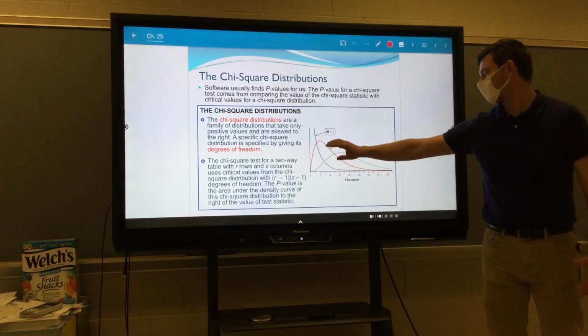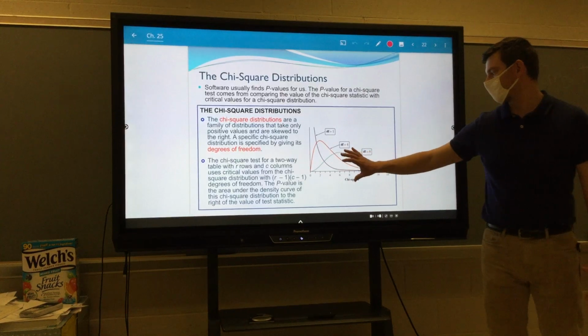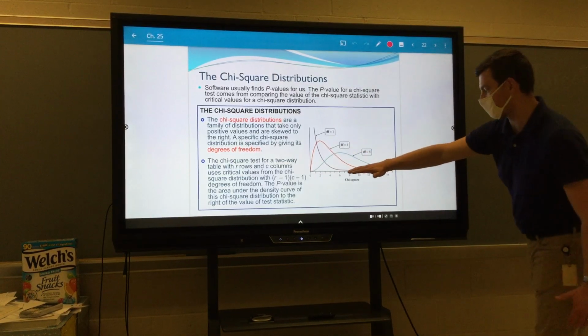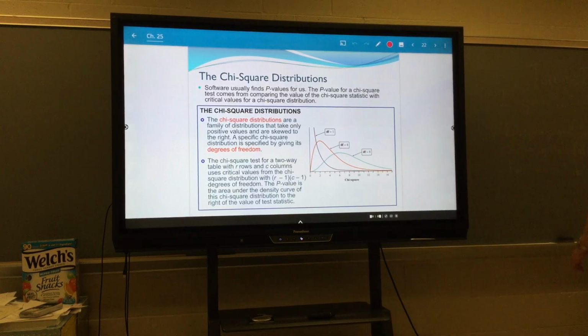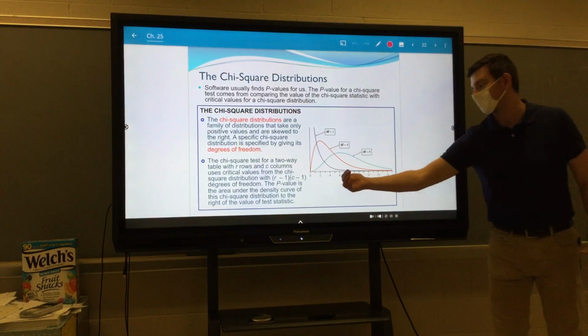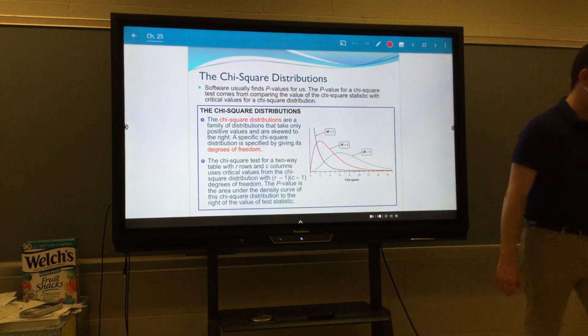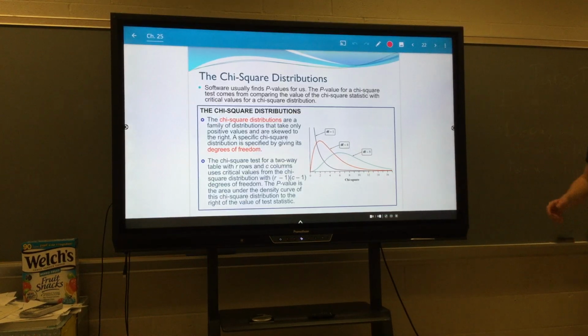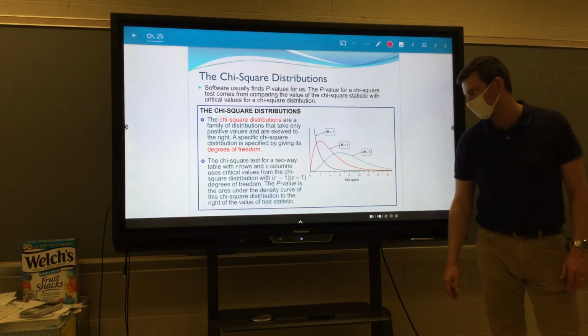We have a peak when we have some of these lower degrees of freedom. In our example, we had 12 degrees of freedom, so we're going to have our peak kind of flattened out here, and it's going to extend out to the right. So that chi-square statistic is along the x-axis. So we had our 193 or something like that. That's way out here on this skewed right distribution.